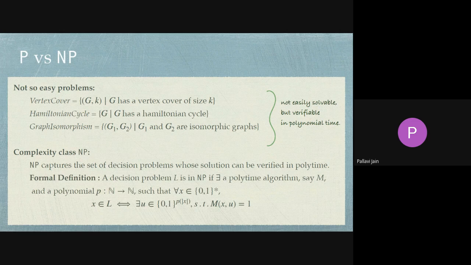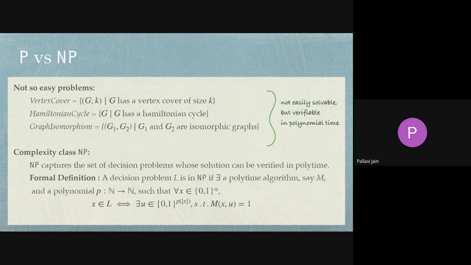And this is the formal definition of NP. We say that a decision problem L is in NP if there exists a polynomial time algorithm M, right? This algorithm M takes two inputs, X and U, where the length of U is some polynomial of the length of X. And what this algorithm does is that X belongs to L if and only if there exists some U such that M of X comma U will be equal to 1, that is, M of X comma U will output yes.